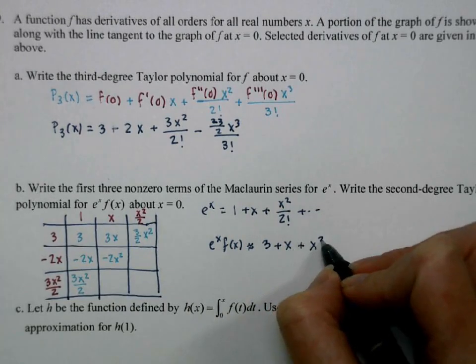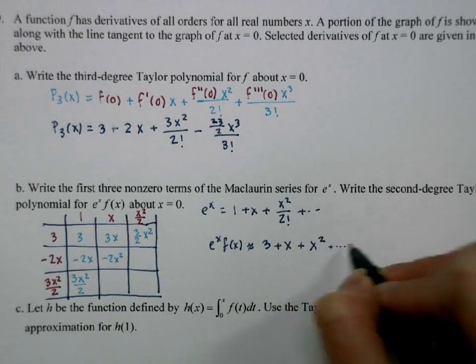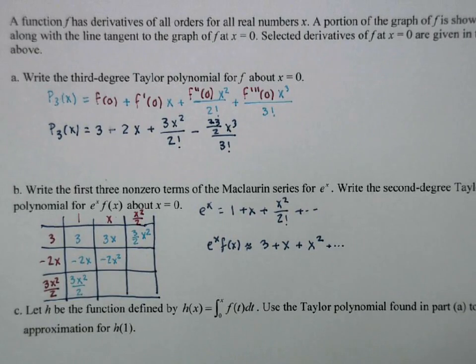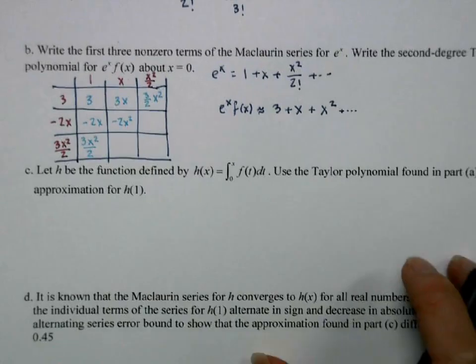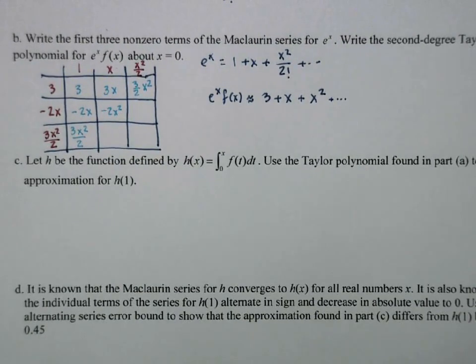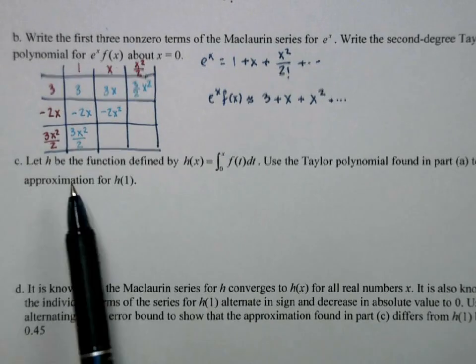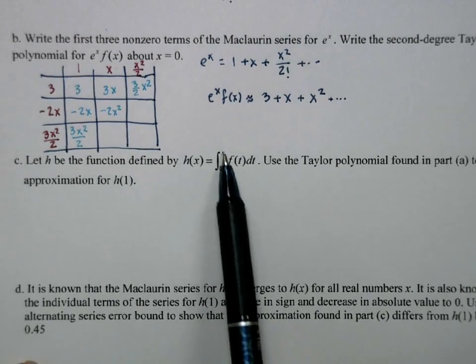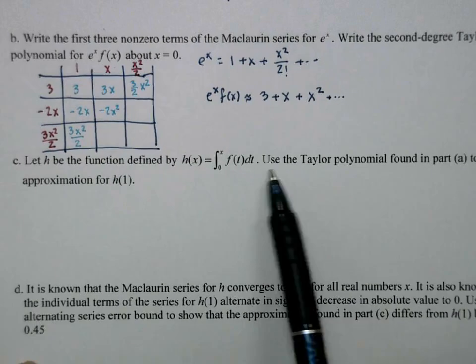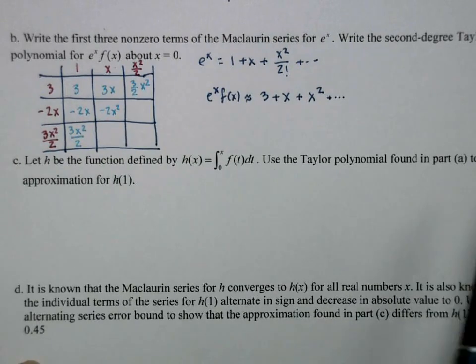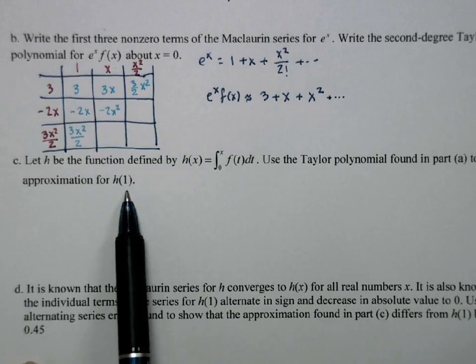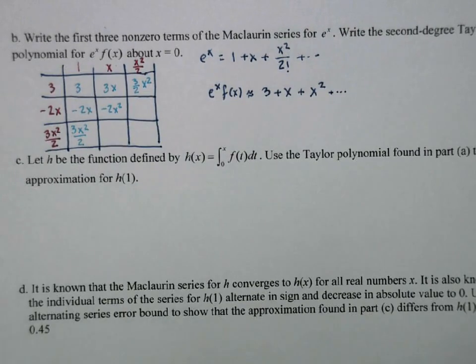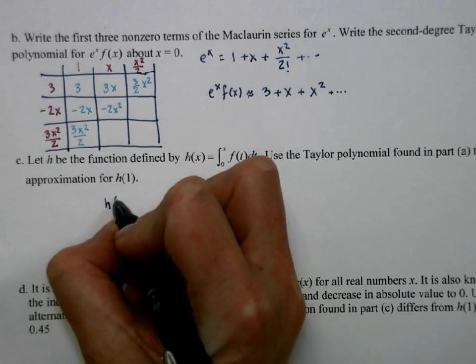Okay, part C, we want to integrate f of x. So h of x is the integral from 0 to x of f of t dt. We're going to use the Taylor polynomial we found in part A to find an approximation for h of 1. So h of 1 is going to be the integral from 0 to 1 of f of t.